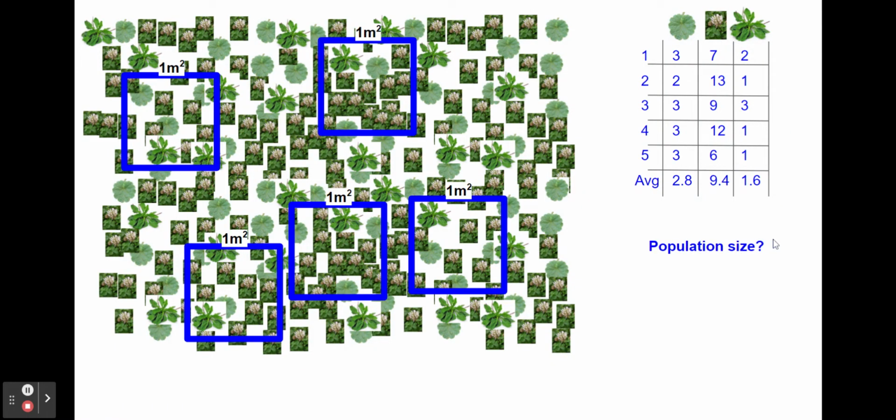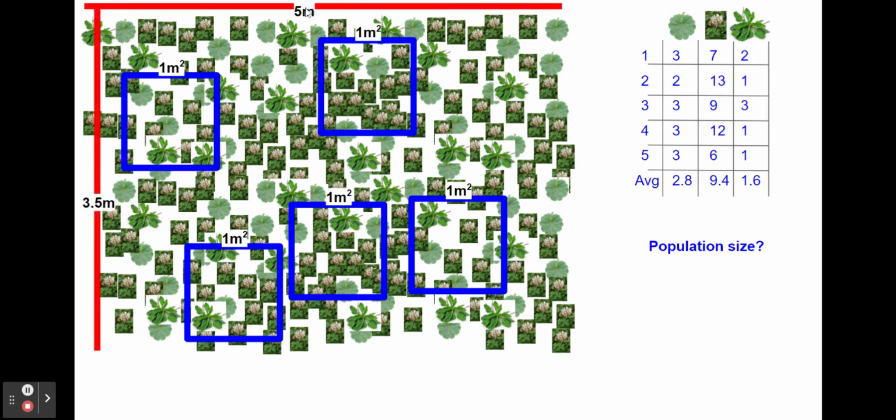Now, just like in the earlier example, I need to know the total area that I'm looking in. And my area, it's a 5 meter by 3.5 meter plot. So my area is 3.5 meters times 5 meters, 17.4 meters squared. And now I can multiply my population density by my area. Meters squared cancel out, and I have 2.8 times 17.4, which gives me approximately 49 plants. My population size of ground ivy in this area is about 49 plants.